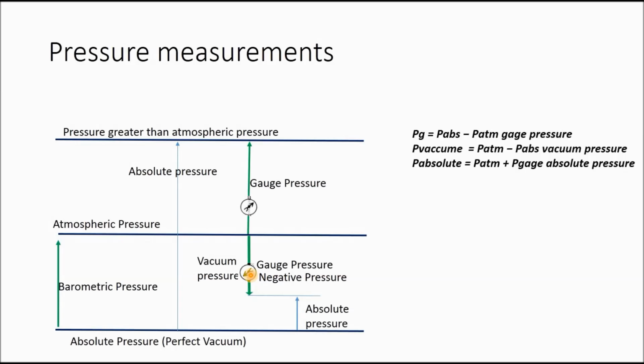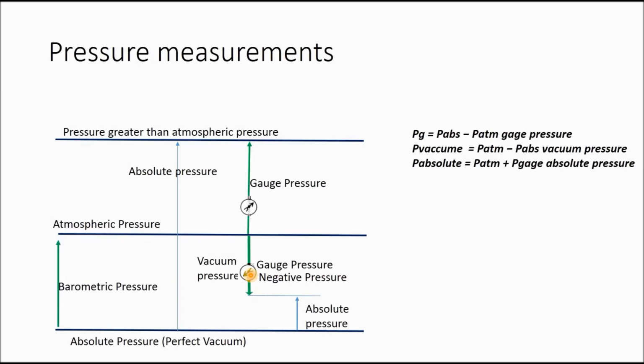absolute pressure or the gauge pressure, then it should be P absolute minus P atmospheric equals gauge pressure. Or if you want to measure the vacuum, P vacuum is equal to P atmospheric minus P absolute. Then obviously P absolute is equal to the combination of P atmospheric plus P gauge. So these separate measurement methodologies are required.